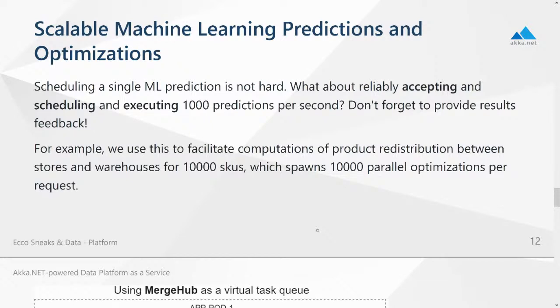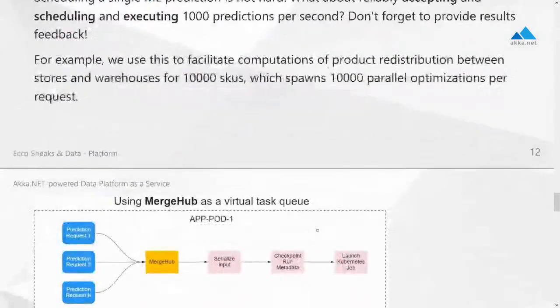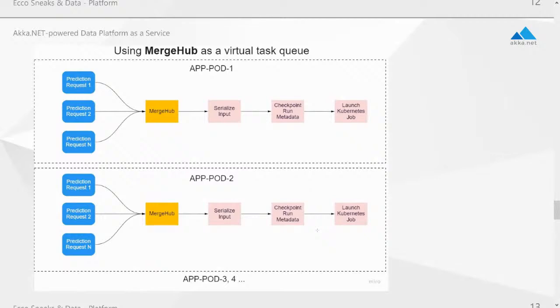As an example, we had a case when we had to compute redistribution of products between stores and warehouses for 10,000 SKUs, which is like 10,000 parallel computations for one request. And the way we ended up doing it is using Merge Hub. Because Merge Hub is a many-to-one aggregator, right? So you receive many events, and then they are piped to a single sink, to a single destination.